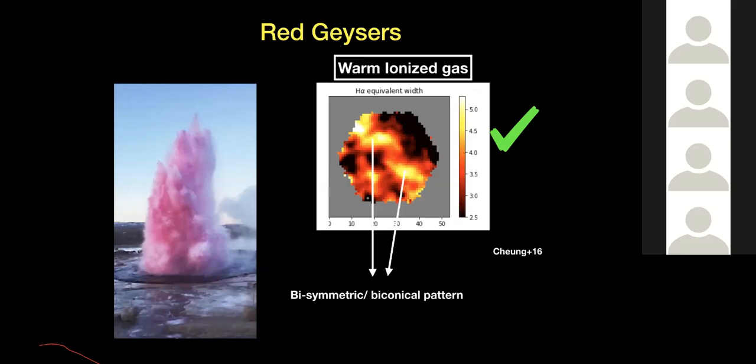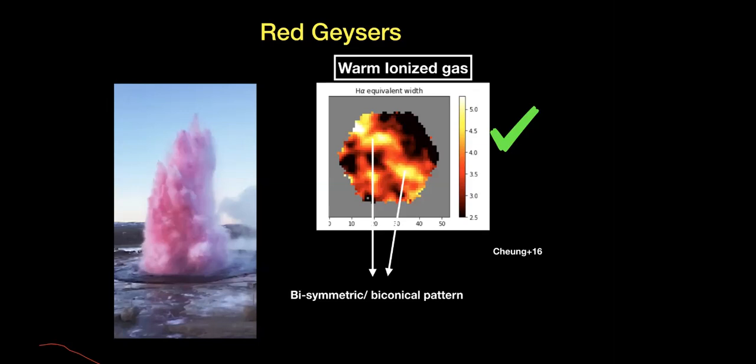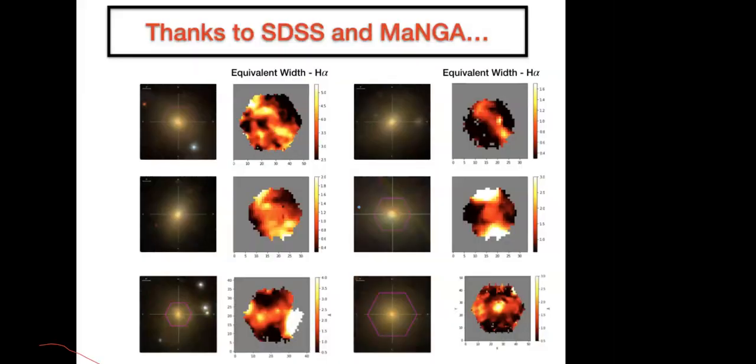And what this map is showing you is basically what warm ionized gas is doing in this galaxy. These maps clearly show this bisymmetric or biconical feature, which is one of the main characteristic features of these red geysers. And not just one, we actually get a ton of these examples. I think right now we have more than 150, 160 of them.